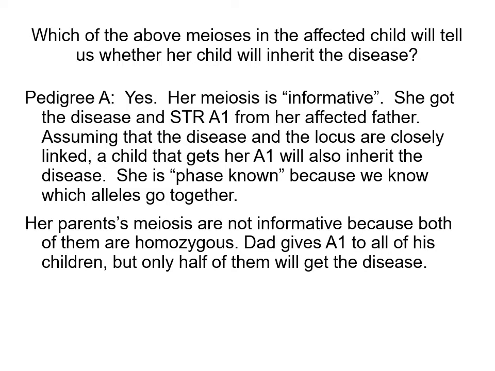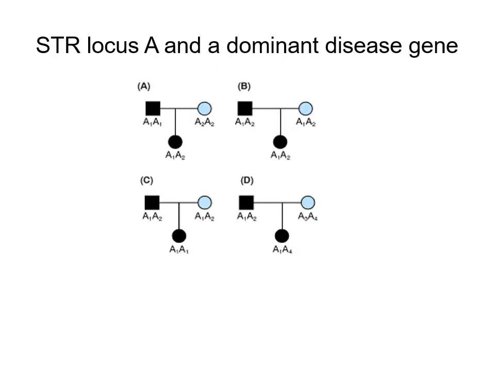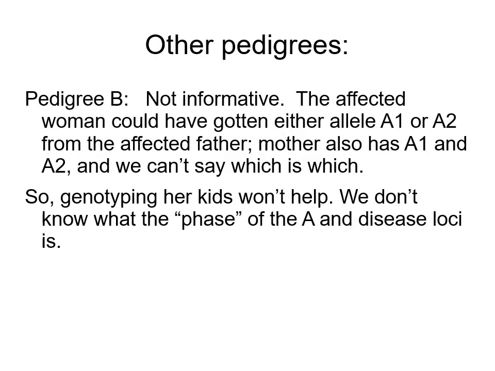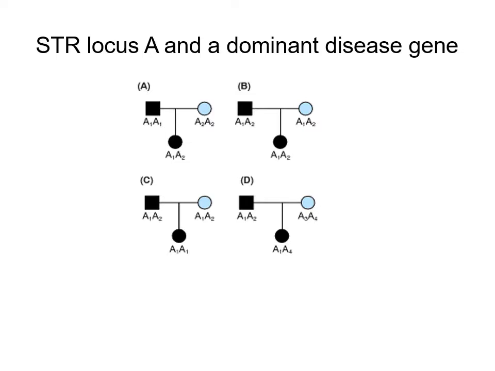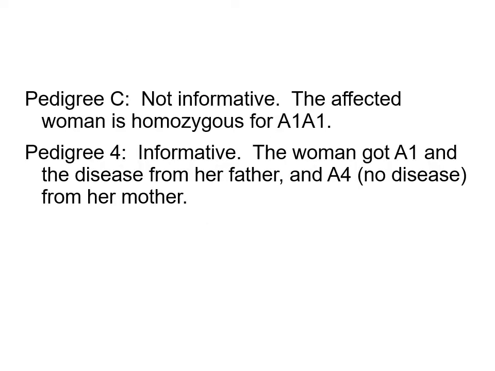Okay, so pedigree A is informative. We can figure that out. Pedigree B is not informative because the mother could have gotten either A1 or A2 from the affected father. Pedigree C is not informative. We don't know which A1 goes with the disease. Pedigree D is informative. We know that the mom got A1 and the disease from her father, A4, no disease from her mother. So that has predictive value in terms of her children.